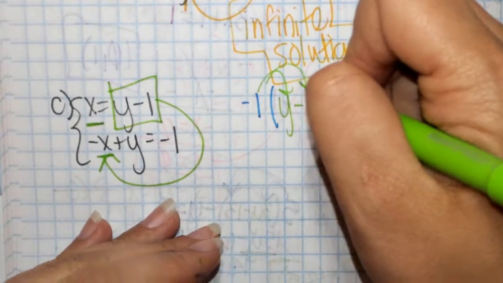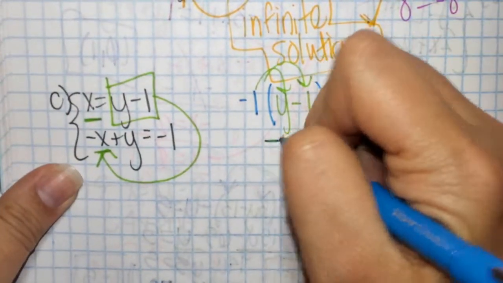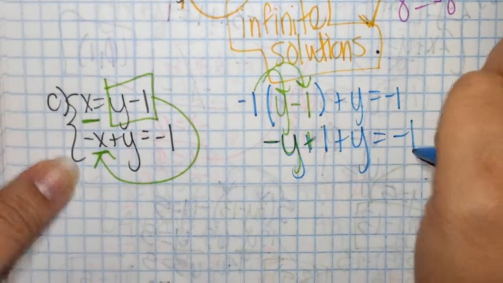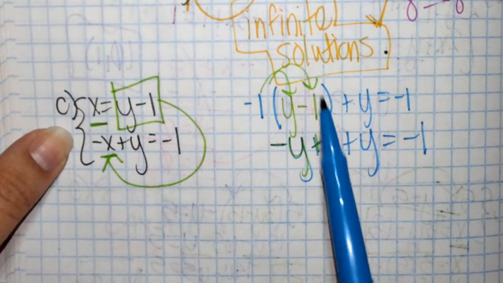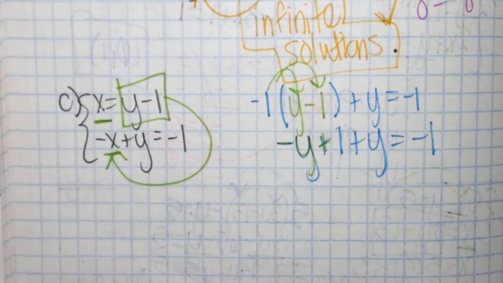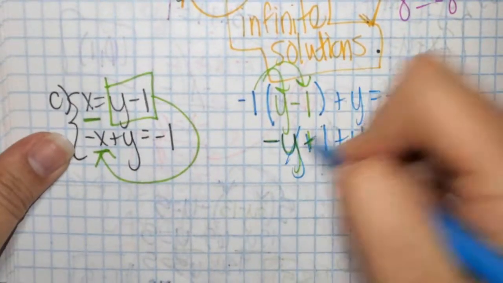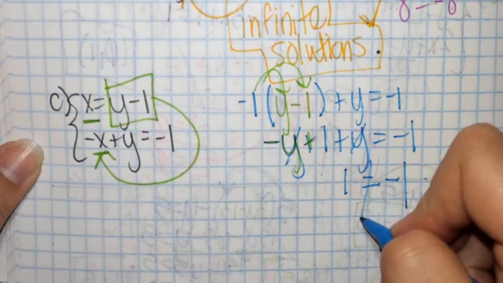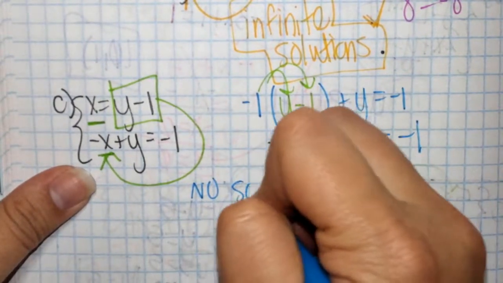Alright, now we distribute, and we get negative y plus 1 plus y equals negative 1. Remember, a negative times a positive gives us a negative, and a negative times a negative gives us a positive. Now, what's going to happen to our y's? They're going to cancel out. And does 1 equal negative 1? No, not in this world. So what is the answer? No solution.